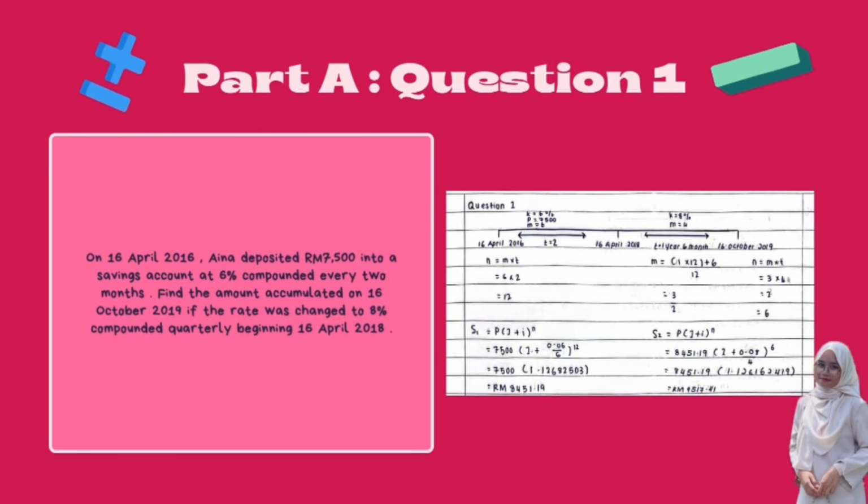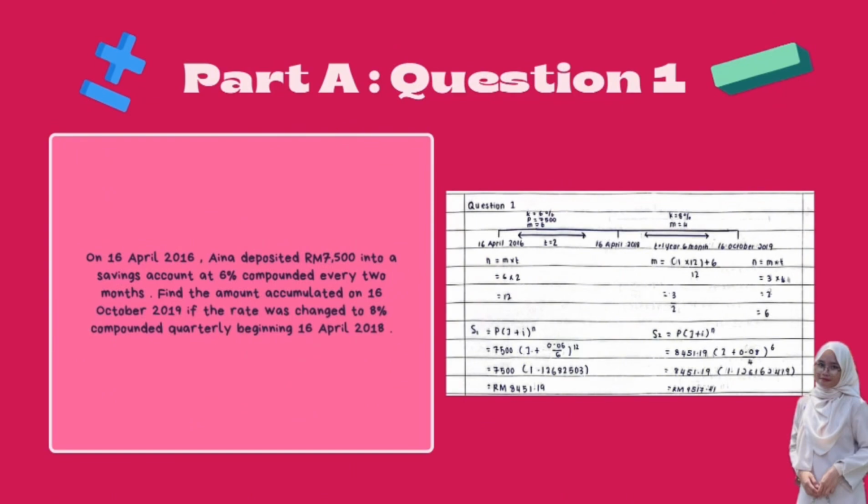We are given initial principal P equal to 7,500, interest rate K equal to 6% per annum, compounded monthly means M equal to 6 for the first period. The first period is from 16 April 2016 to 16 April 2018, which is 2 years. Step 2, use the formula to calculate amount after the first period. We use the compound interest formula, which is S equal to P(1 plus I)^N, where I equal to K over M, and N equal to M times T. So for the first period, I equal to 0.06 over 6 equal to 0.01, N equal to 6 times 2 equal to 12.